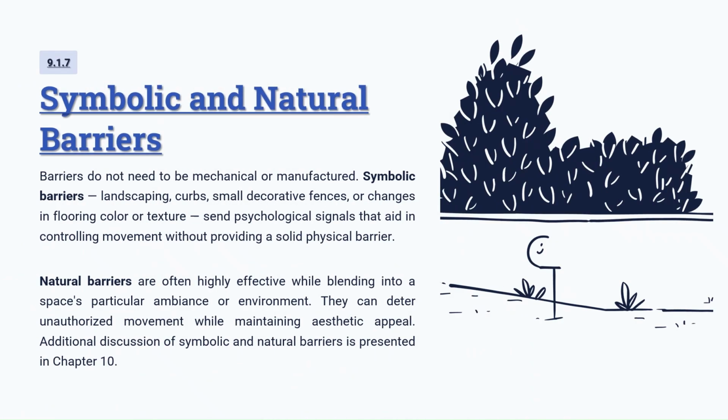Not all barriers are physical or mechanical. Some are symbolic or natural. Symbolic barriers use design elements like changes in flooring, landscaping, or visual cues to subtly control movement and discourage unauthorized access. Natural barriers, such as trees, shrubs, or water features, provide both security and aesthetic value. They blend into the environment while still influencing movement and access. These barriers may not stop a determined attacker, but they play a key role in guiding behavior and supporting layered security strategies.